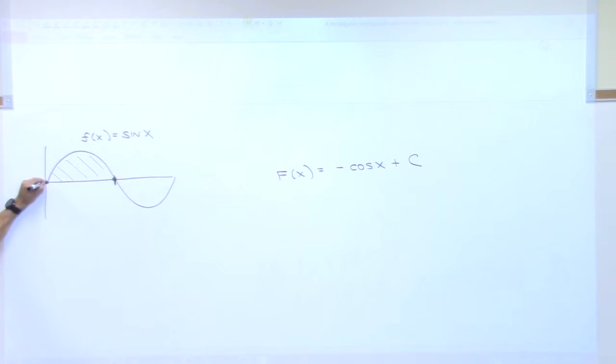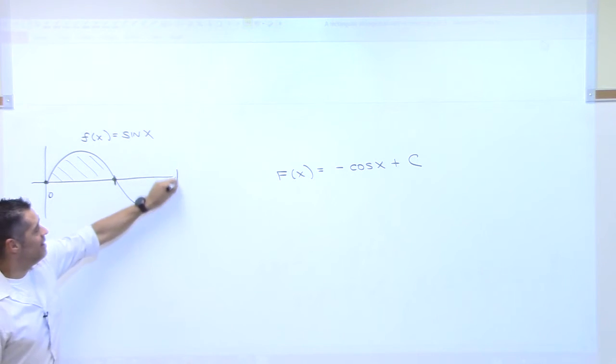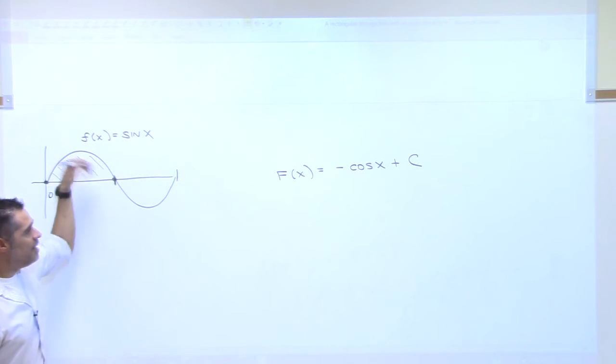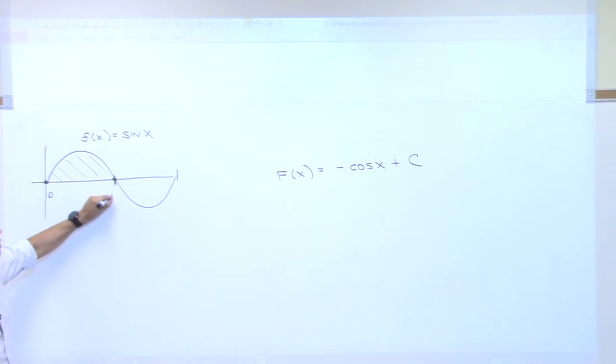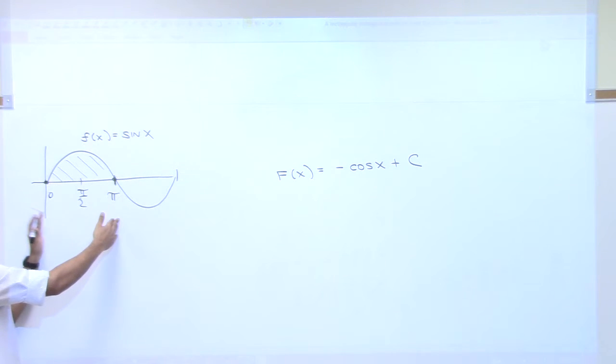What's this? 0. Okay, good. What's that? What's that? Sine does an entire period in 2 pi, right? So this is halfway. This is pi. Pi over 2 is right here. Right? So my two endpoints are pi and 0, right?